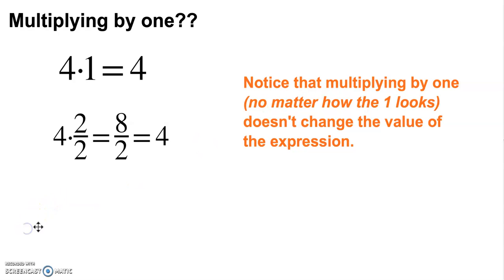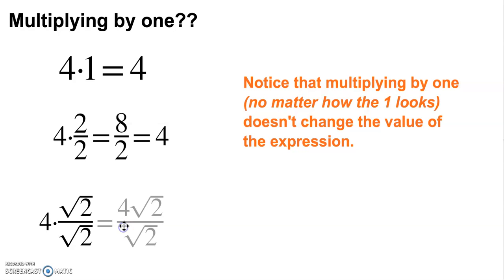So what if we had a different number 1? What if that 1 looked completely different? What if that 1 looked like the square root of 2 over the square root of 2? That's really the exact same as multiplying by 1. So by the end of it, my answer should still be 4, and it is. It doesn't change the value of that original number that we're multiplying by. That's going to be really important as we do the next part.